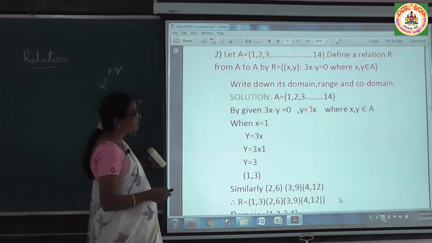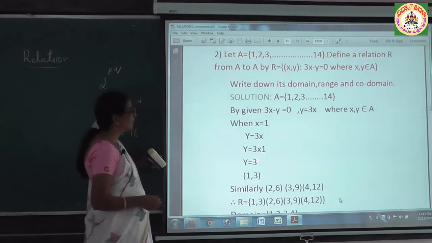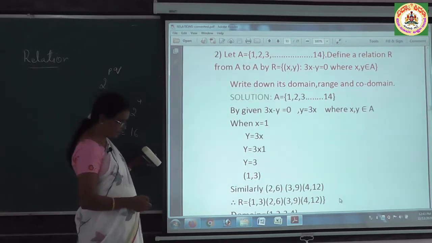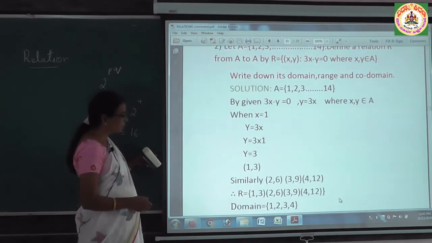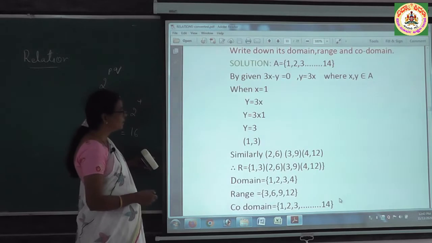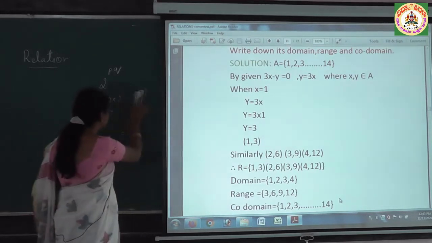y is equal to 3x. Therefore, y is equal to 3 into x value is 1, 3 into 1 is equal to 3. Therefore, y is equal to 3. We get the ordered pair here, 1, 3. Similarly, calculate for x is equal to 2.